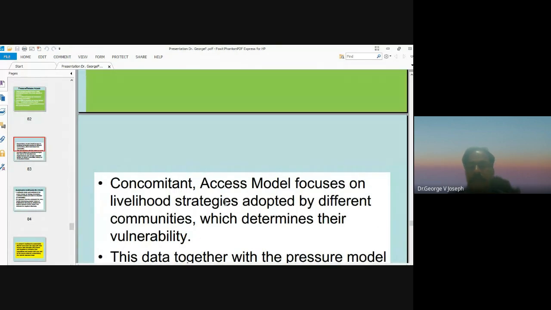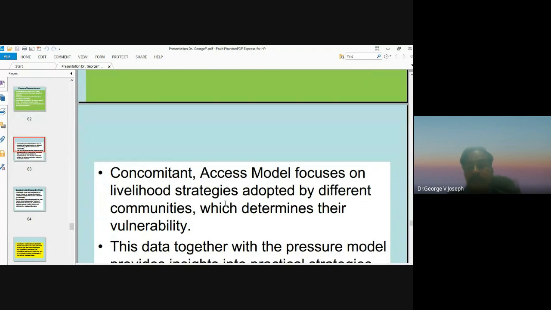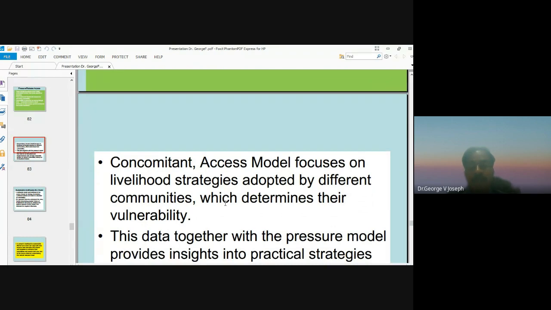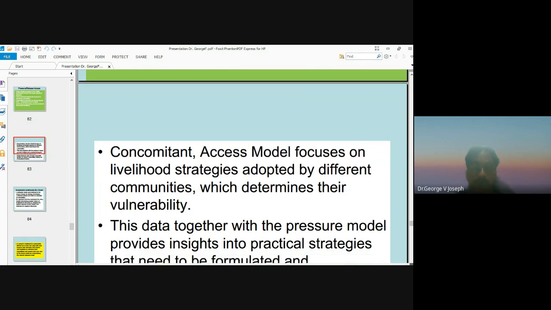And then the access model focuses on livelihood strategies adopted by different communities, which determine their vulnerability. See, the livelihood, sometimes in drought-prone areas, people change their livelihood. Suppose they know that there is going to be drought, so they may opt for short-term crops which may not require so much water. As such, this choice will help the people reduce the vulnerabilities.